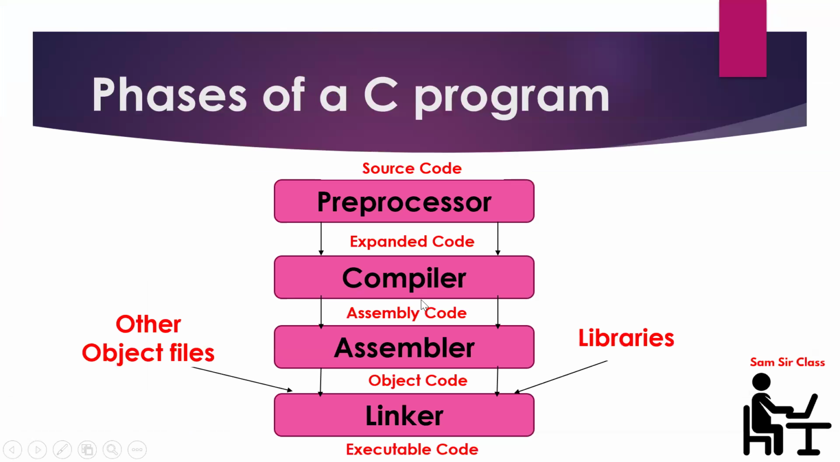Now, after writing source code, it cannot be executed directly. So what you need to do is provide that source code to the preprocessor. Let us understand what we mean by preprocessor. First of all, source code has the extension .c. This source code is passed through the preprocessor. The work of the preprocessor is to expand this code, and then it will finally pass it to the compiler.